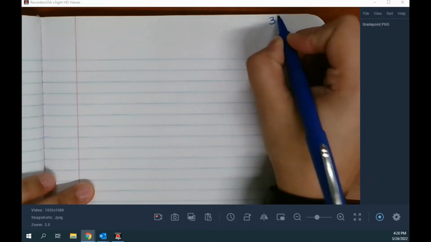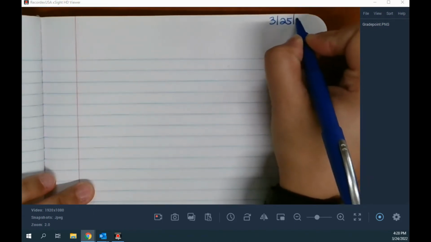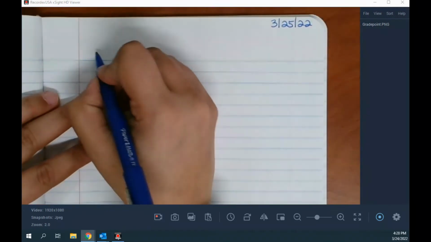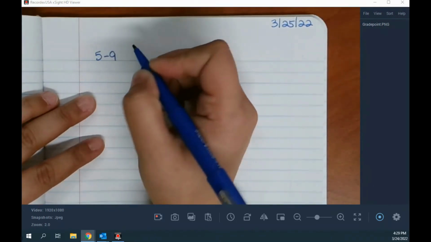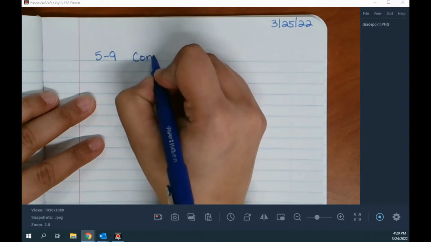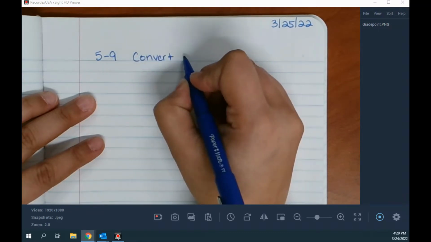Today we're going to be talking about converting metric units. So you can put today's date at the top of your page and you can title your notes. We're in topic 5, lesson 9, and it's convert metric units.